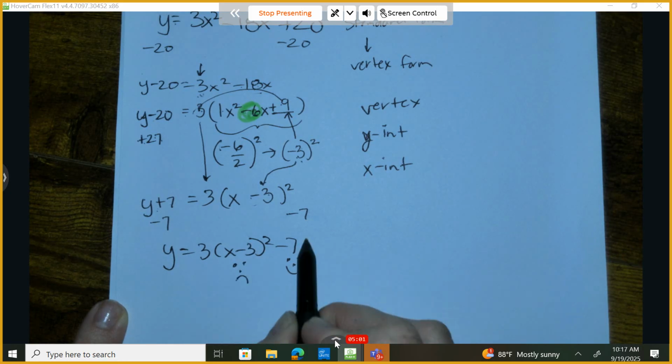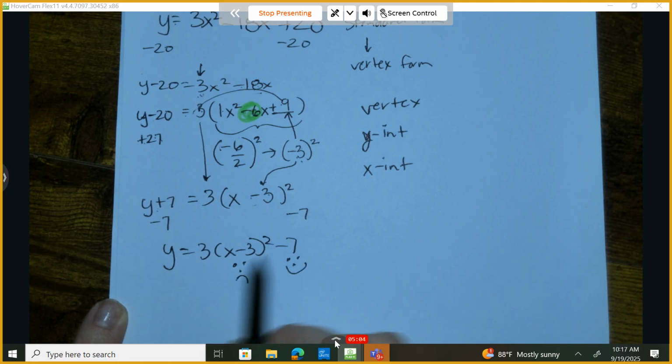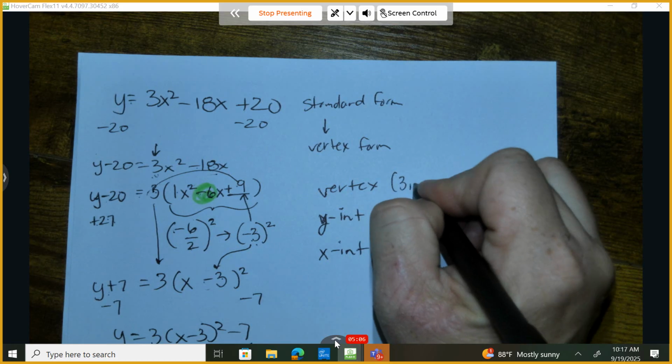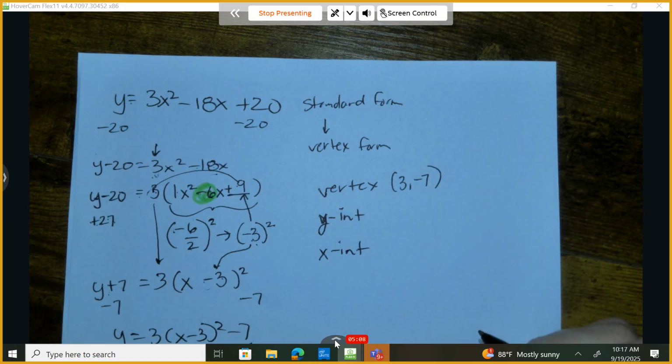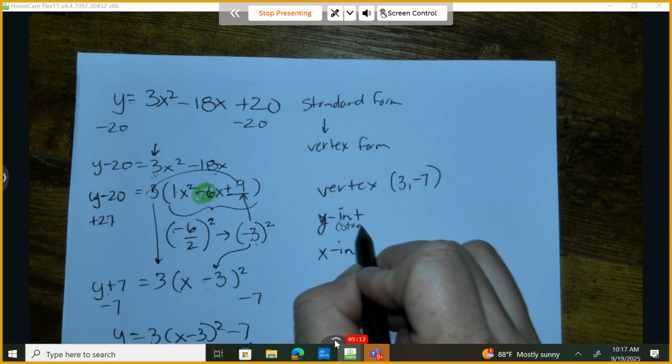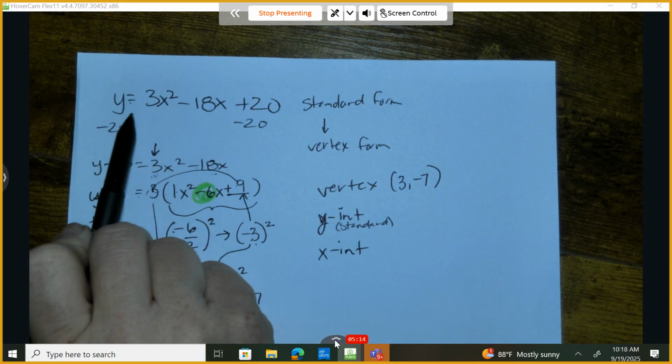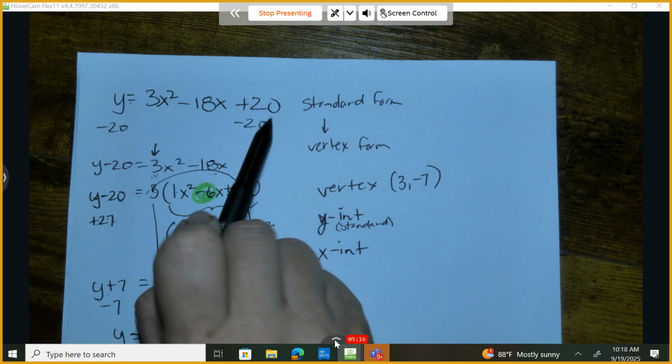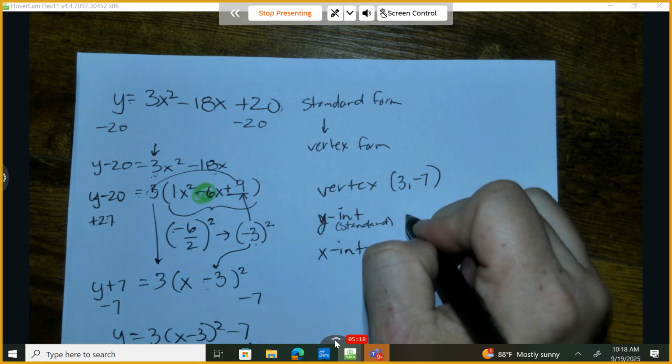This lies to us, this tells us the truth. So the vertex is going to occur at 3, -7. The y-intercept can easily be found in the standard equation by looking at the constant.